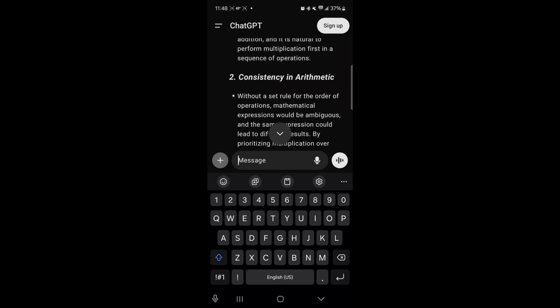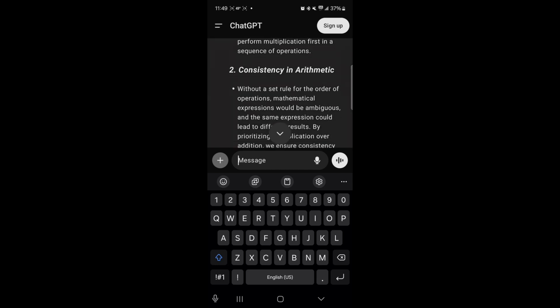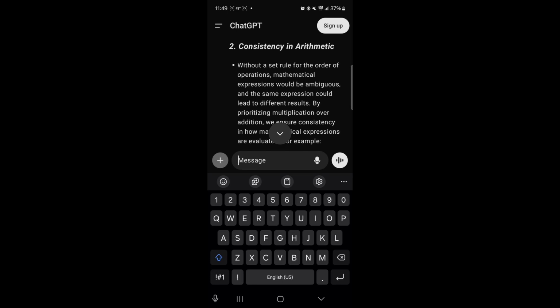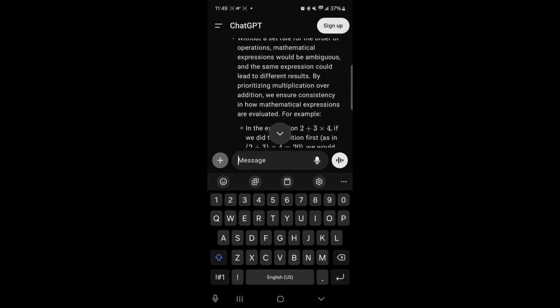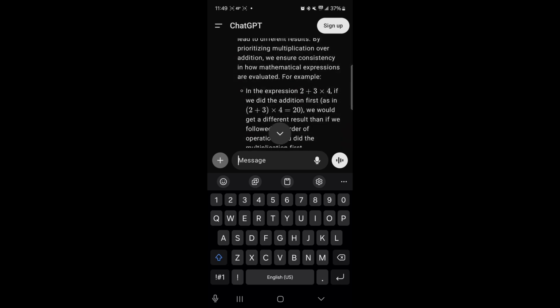And then number 2 is consistency in arithmetic. Without a set rule for the order of operations, mathematical expressions would be ambiguous, and the same expression could lead to different results. By prioritizing multiplication over addition, we ensure consistency in how mathematical expressions are evaluated.